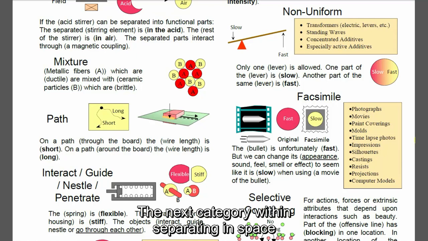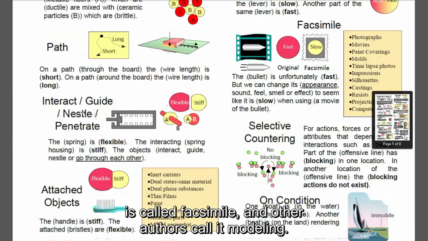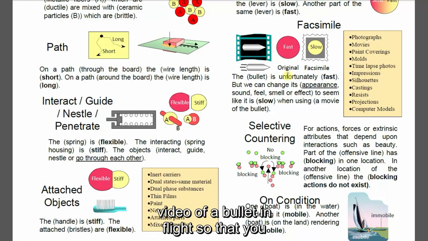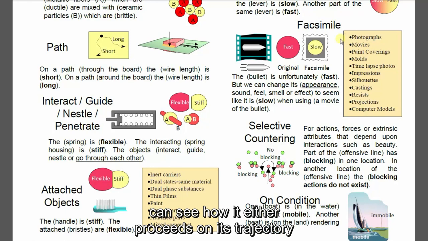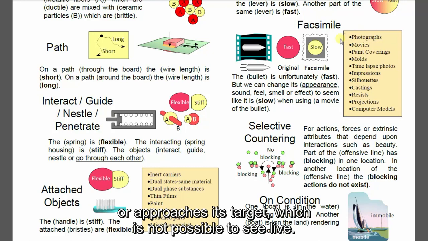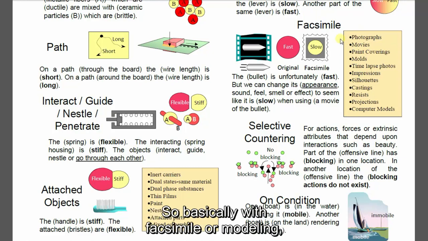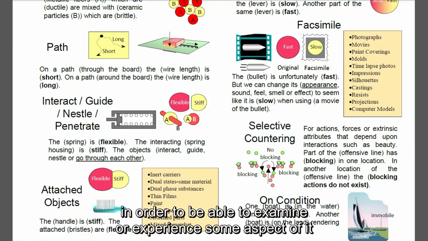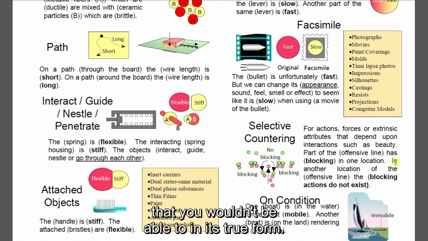The next category within separating in space is called facsimile, and other authors call it modeling. And this is when, well, they give the example here of taking a high-speed video of a bullet in flight, so that you can see how it either proceeds on its trajectory or approaches its target, which is not possible to see live. So basically with facsimile or modeling, you're changing some property, in this case speed, in order to be able to examine or experience some aspect of it that you wouldn't be able to in its true form.